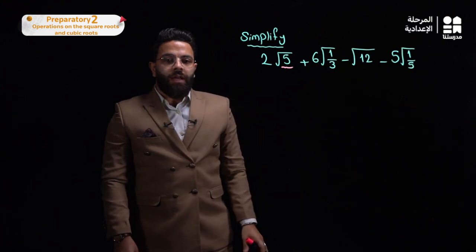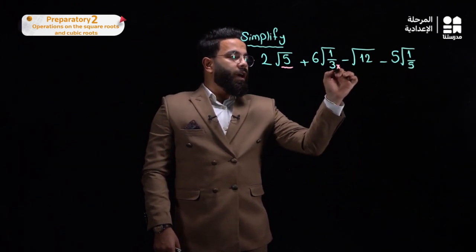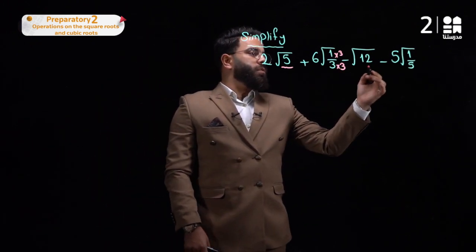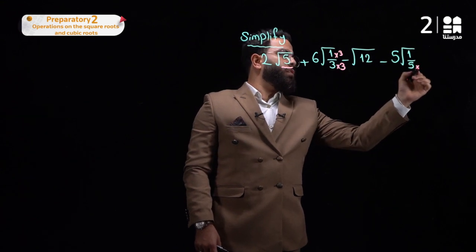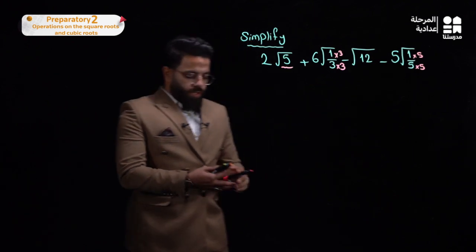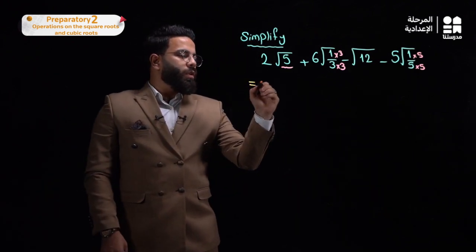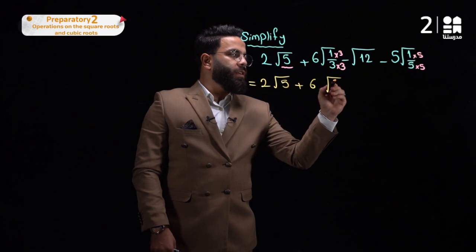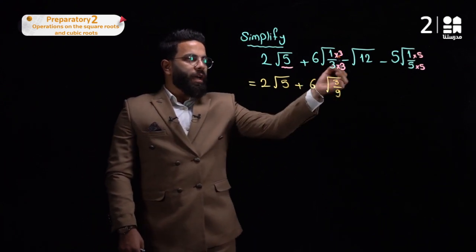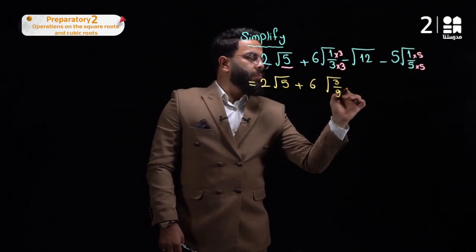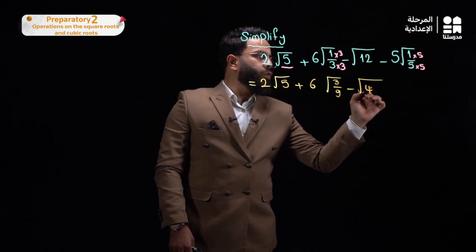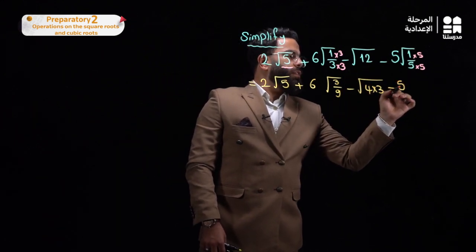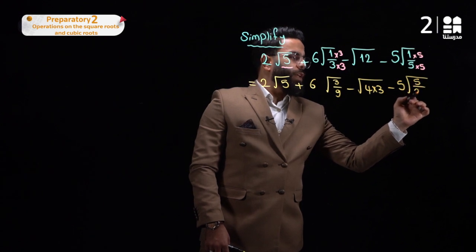Here, square root of a fraction. Yes, so we multiply by this number up and down. Under the root, of course. And this is 12, we will see how to factorize it. And this, multiply by 5 up and down. Okay. So this is equal to 2 square root of 5 plus 6 square root of, yes, 3 over 9. 3 times 1 is 3 over 3 times 3 is 9. Minus square root of 12 can be written as 4 times 3. Is it clear? Okay, 4 times 3 is 12, minus 5 times the square root of 5 over 25.